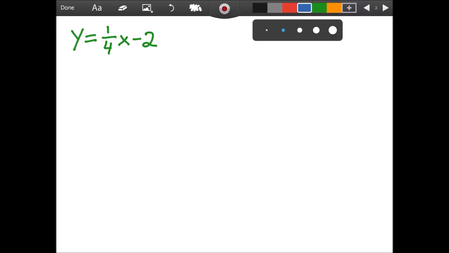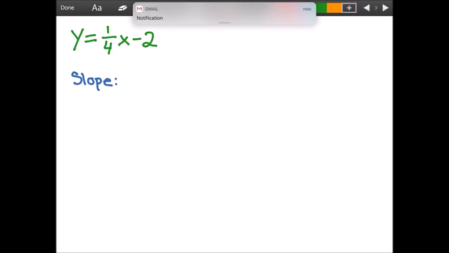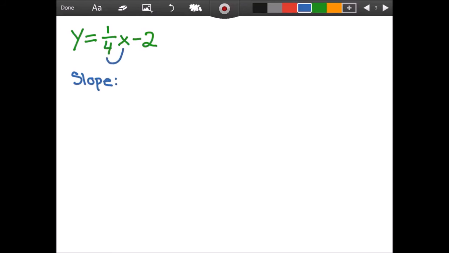We're good. So first thing we want to do is we always want to pull out and identify our slope. Remember, our slope is always what is right next to the x value. So our x value, what's right next to it, is 1/4. So 1/4 is going to be our slope. Our y-intercept is going to be the number hanging out by itself. It's actually going to be the sign in front goes with the number. It's going to be -2.